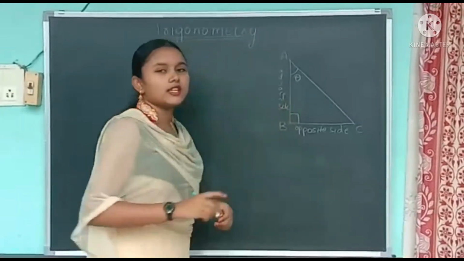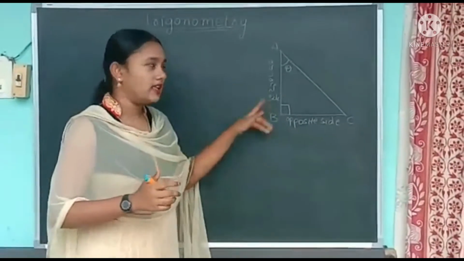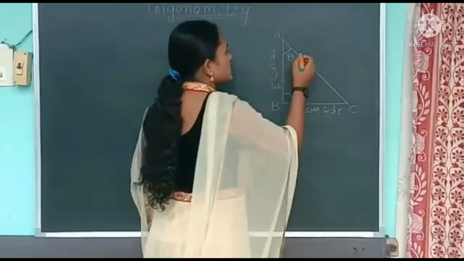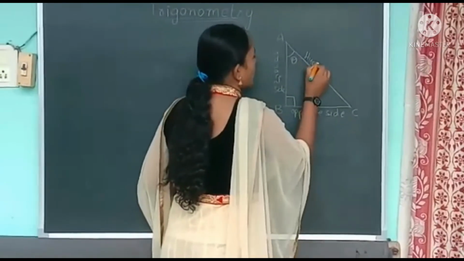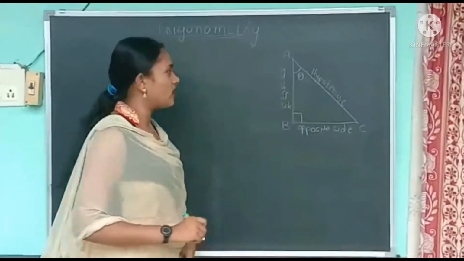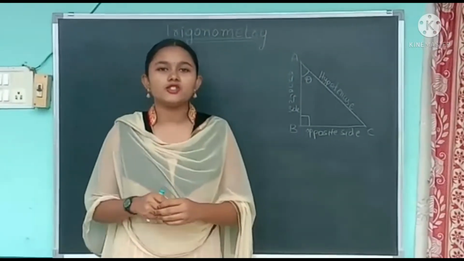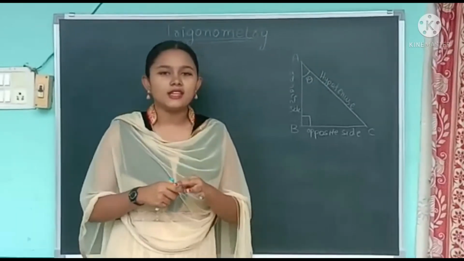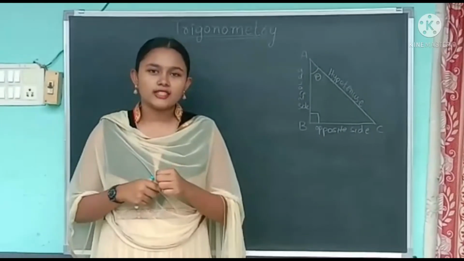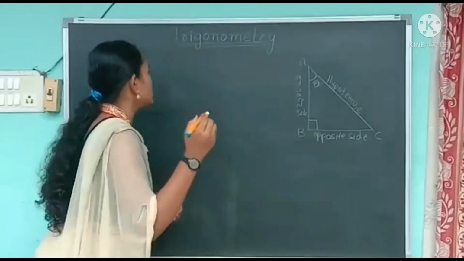And we all know what the hypotenuse is. Hypotenuse is the longest side in a triangle. So in this triangle the longest side is AC. So this is the hypotenuse of this triangle. So there are 6 basic ratios, which are called sin theta, cosine theta, tangent theta, cosecant theta, secant theta and cotangent theta. So let's discuss those.